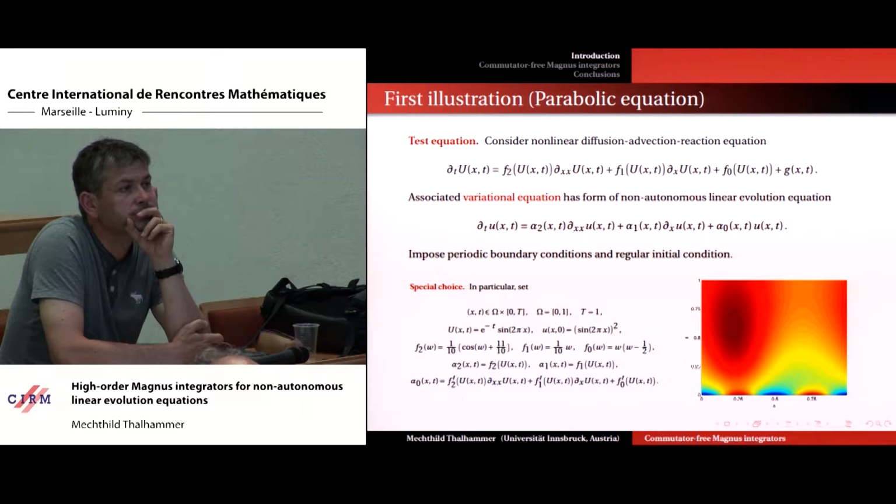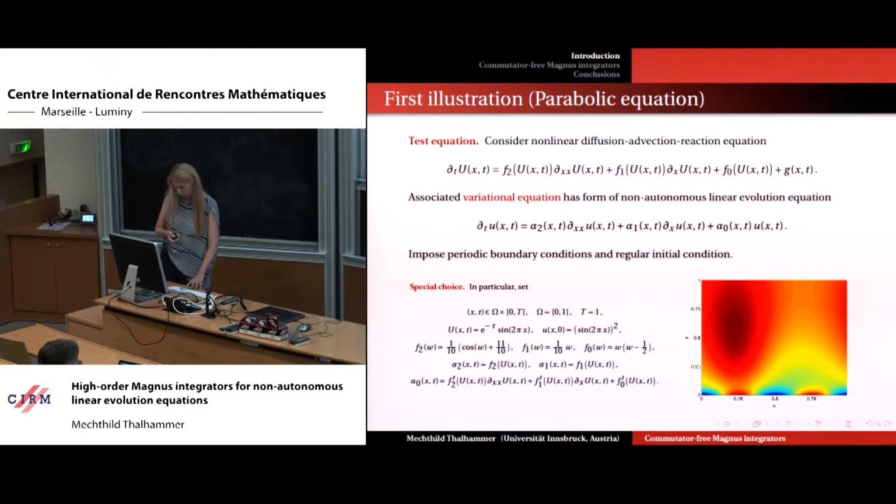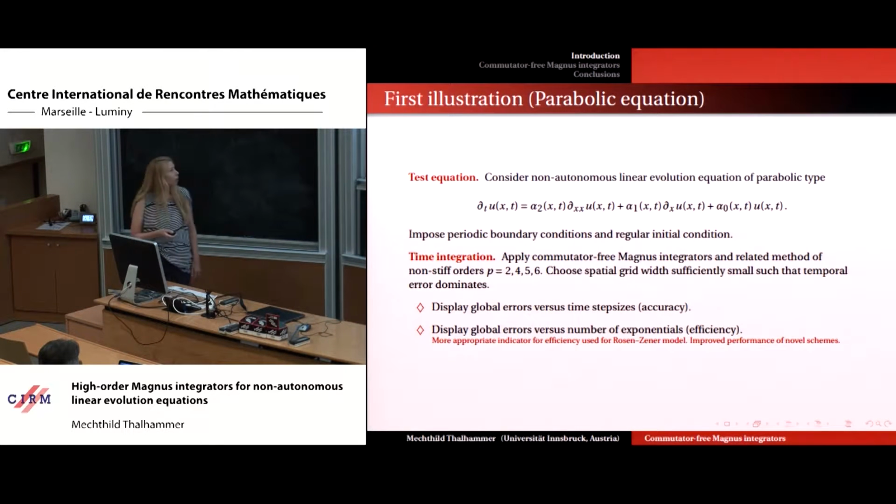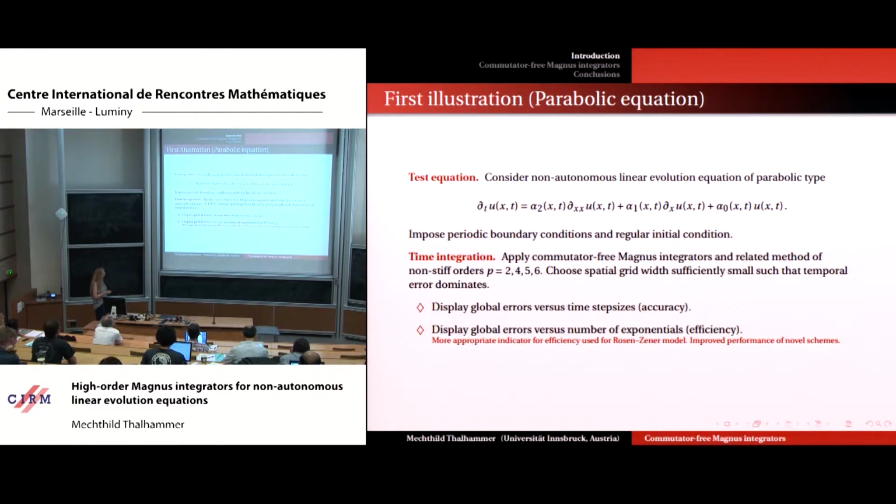Okay, and for this particular situation, I indeed have a problem of parabolic type. You see the diffusion in the solution profile. And then, starting from this test equation, I apply methods of different orders. In particular, second order method, fourth order method, fifth order method, and sixth order methods. And in all cases, I will choose the spatial grid width sufficiently small so that the error comes from the time discretization. Yeah? Okay.